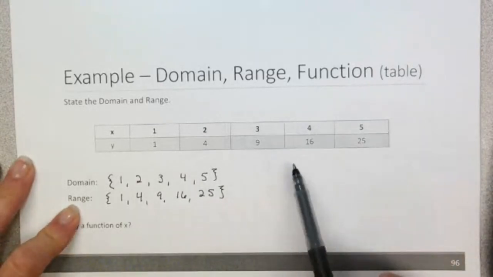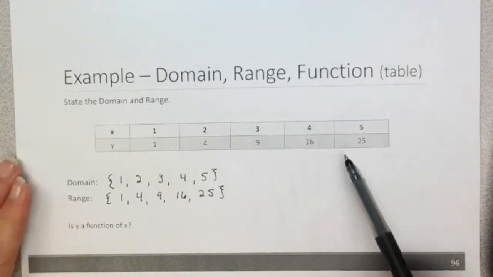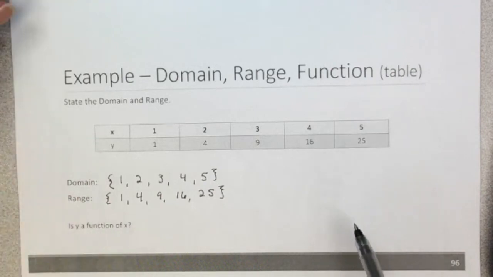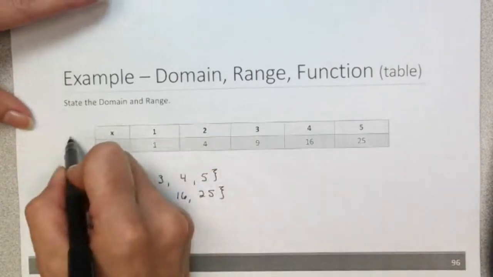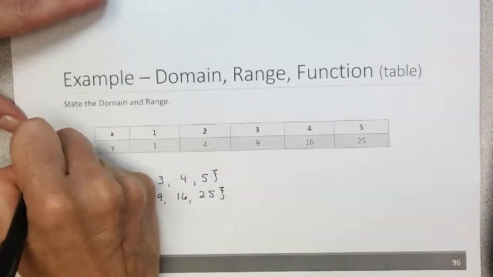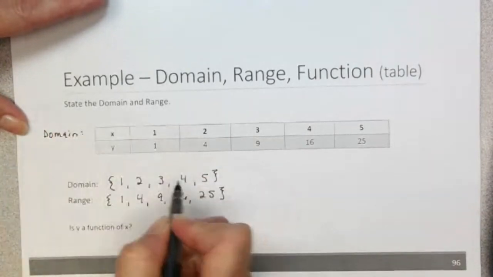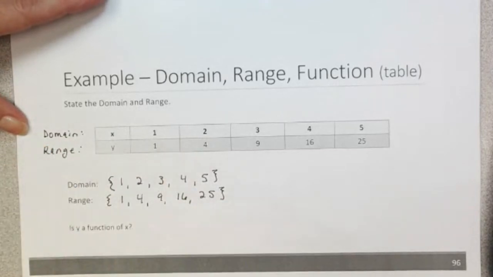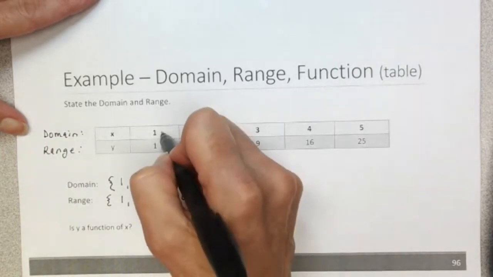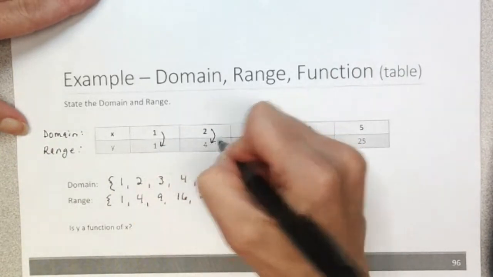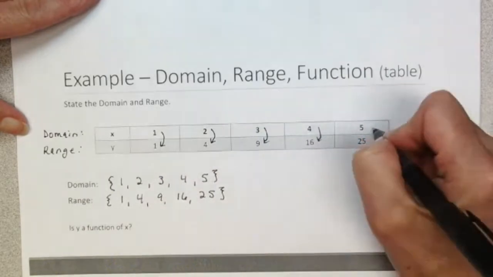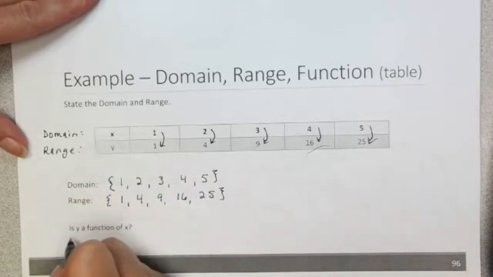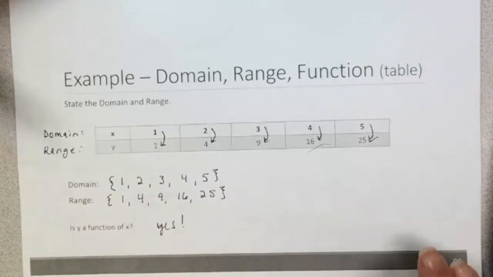Okay, is this example, this relation, actually a function? Or is y a function of x? Another way to say that. Well, does each element of the domain, remember our inputs, our x's are typically the domain, correspond with only one element of the range? Well, 1 corresponds with 1, 2 corresponds with 4, 3 with 9, 4 with 16, 5 with 25. We don't have any repeats there at all, so I would have to say that yes, y is a function of x here.